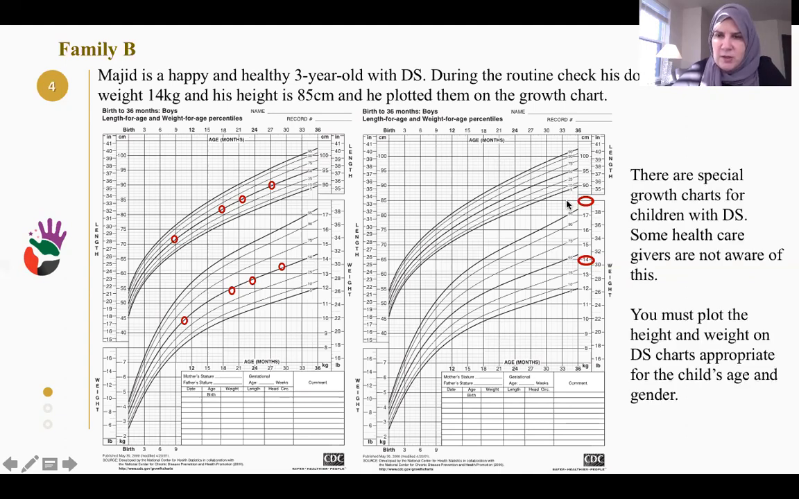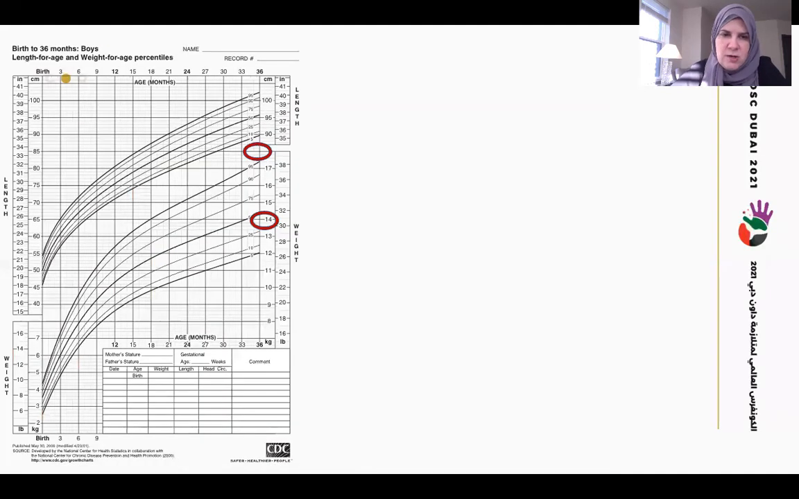But here I need to tell you that there are special growth charts for children with Down syndrome. And some healthcare providers, understandably, are not aware of this. So what you need to do is plot the height and weight on Down syndrome charts appropriate for the child. So let's do that for Majid.